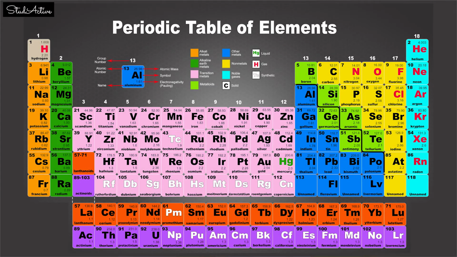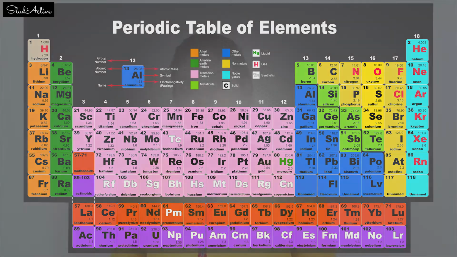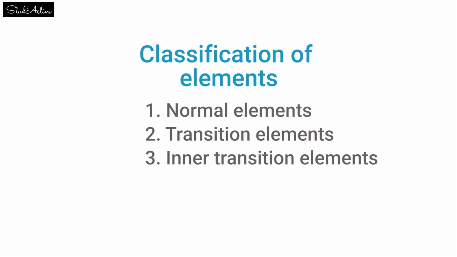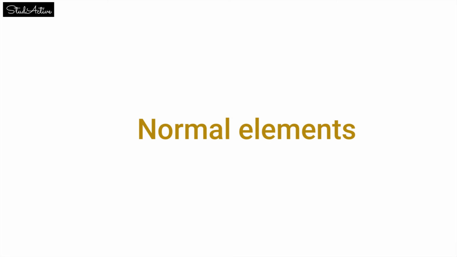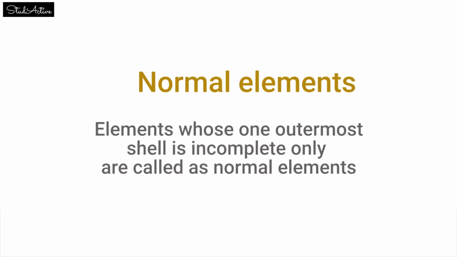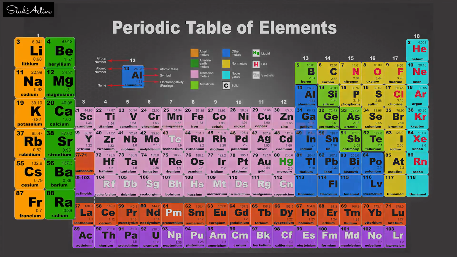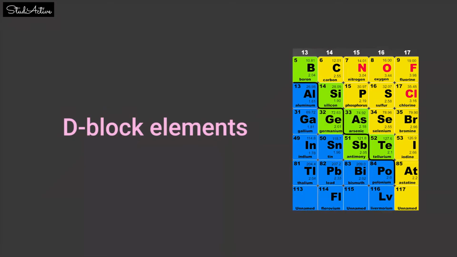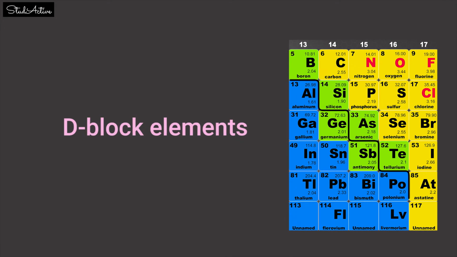Now, when we learn about this table, let us understand that elements are also classified into 4 types: normal, transition, inner transition and inert elements. Now, what are normal elements? Elements in which only the outermost shell is incomplete are called normal elements. For example, elements present in groups 1 and 2 and from group 13 to 17 are all normal elements because only the outermost shell is incomplete.